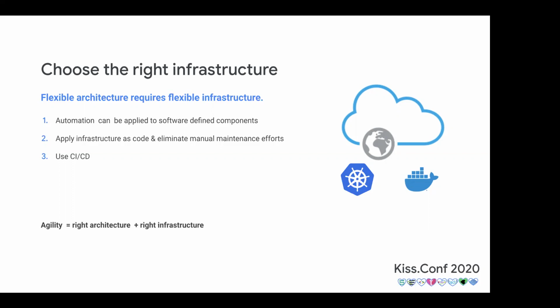This works very well because once your infrastructure is flexible, you are able to automate all these things and you can quickly deploy your changes to production, and this brings agility. So I would say agility is equal to your architecture plus your infrastructure. The two cannot be separated from one another.